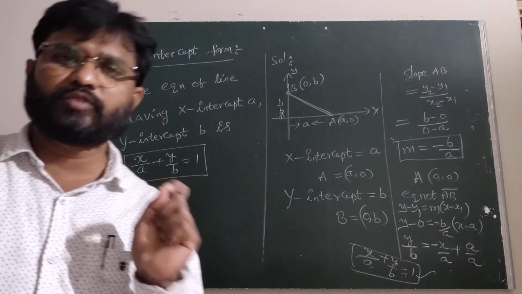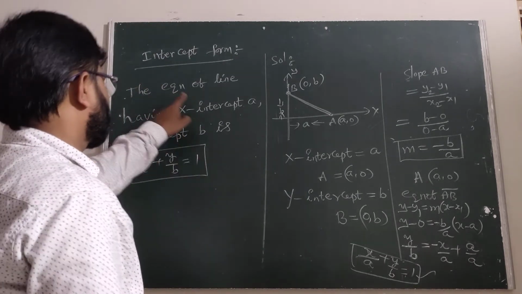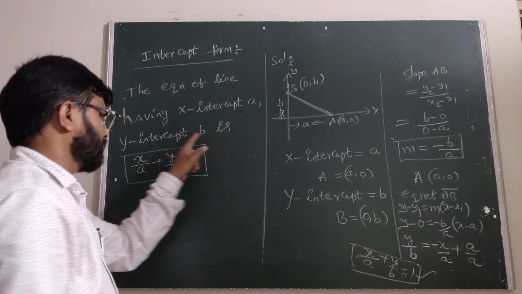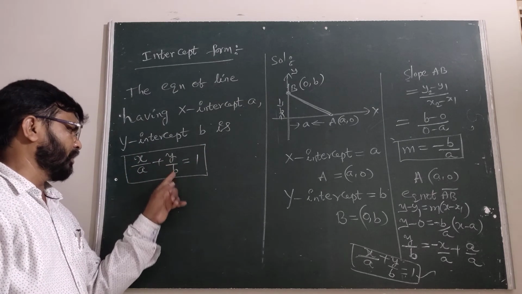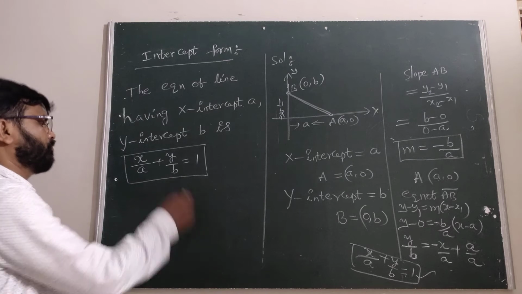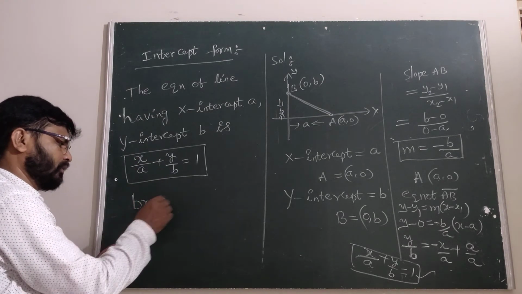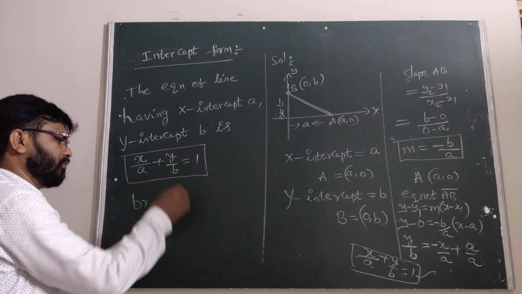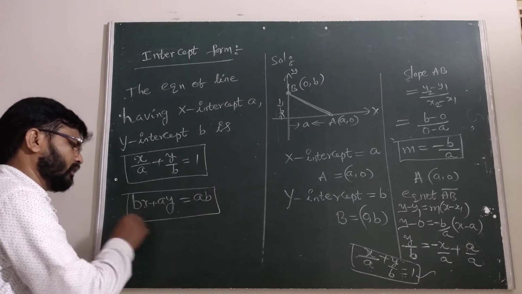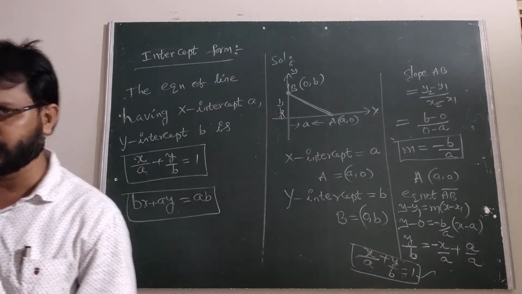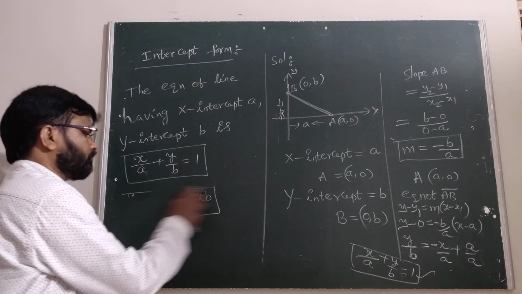Okay. The equation of the line having x-intercept a and y-intercept b is x by a plus y by b equal to 1. Suppose if you take the LCM, then it will come bx plus ay equals ab, with LCM ab sent to the other side. So we know that the first degree equation always represents a straight line. Therefore, all of you listen here.